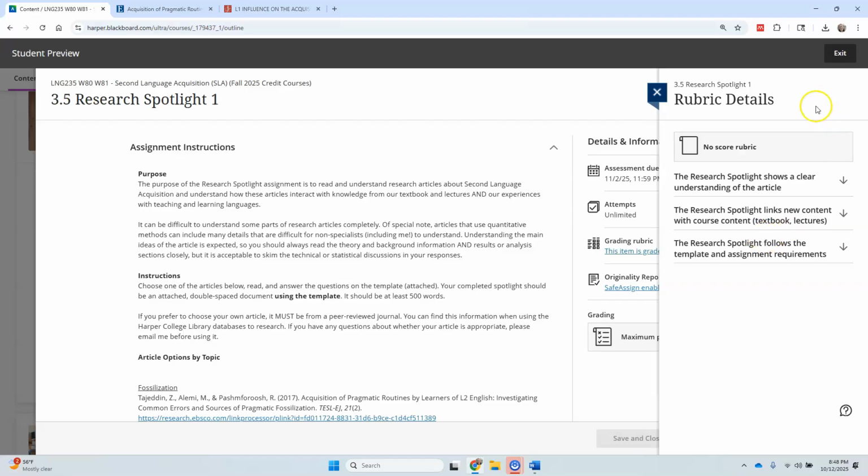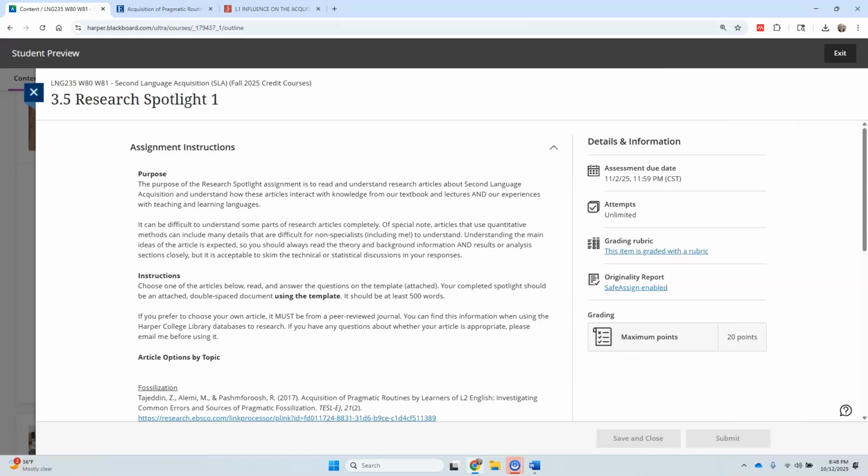It's a no-score rubric, so I would also be assigning points and giving written feedback on it in a little bit more detail. I hope that's helpful. If you have any questions, please feel free to let me know. And if you are using an article not listed here, please feel free to let me know.